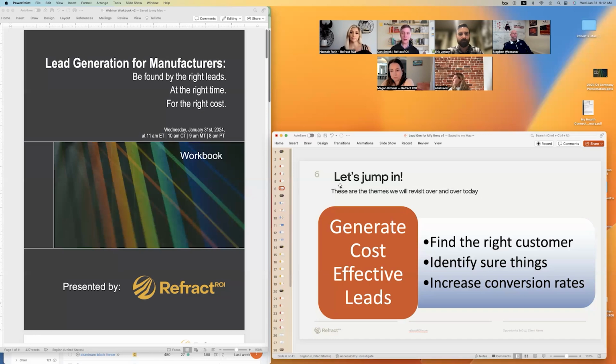So the keys to that are, first, finding the right customer. Second, identifying those keywords, those sure things that are going to actually drive conversions for you. And then the last is, how do we increase the conversion rates of people that actually come to your landing pages so that they convert at a higher level and drive down the cost of customer acquisition.